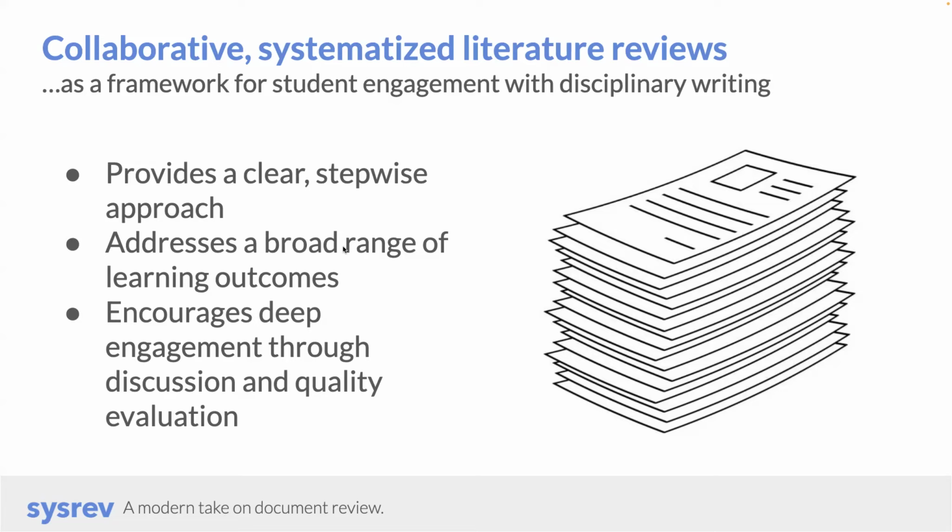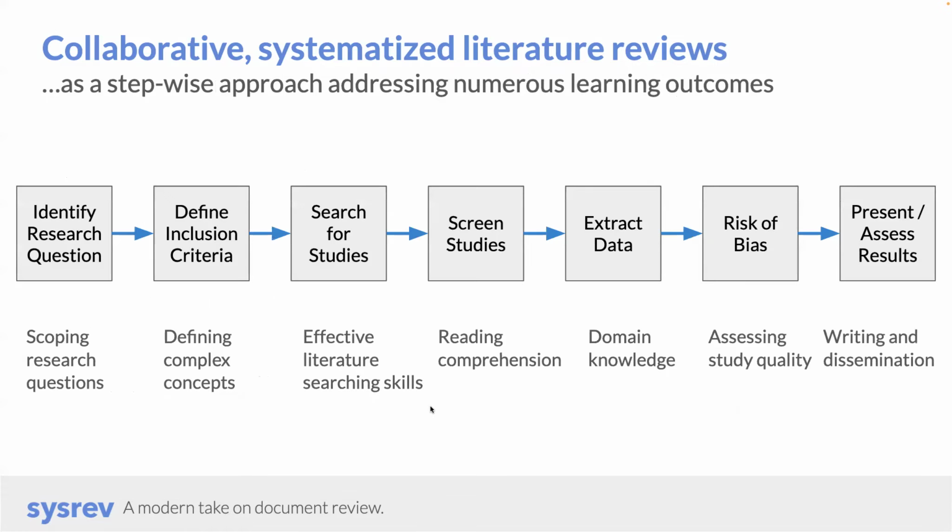So systematized reviews can address a broad range of learning outcomes. If you think about the sort of workflow for a systematic review, each of these steps can lend itself to some sort of learning opportunity for students. So for example, the process of identifying a research question for a systematic review can really help them understand and learn skills in scoping research questions.